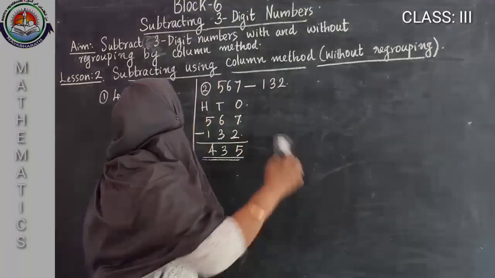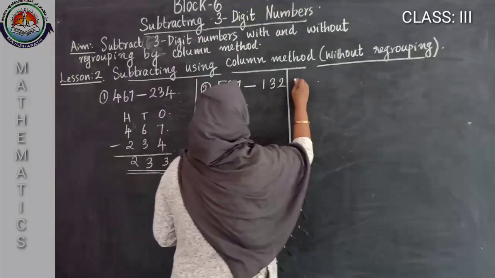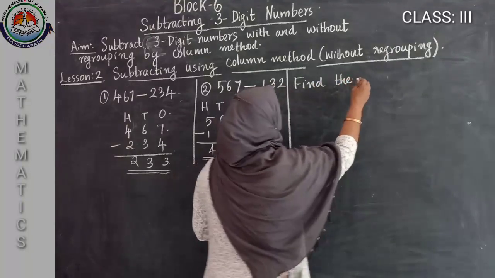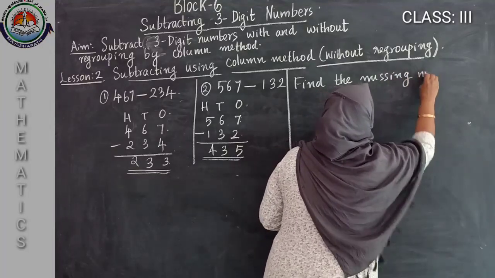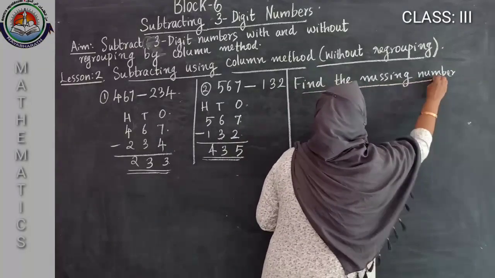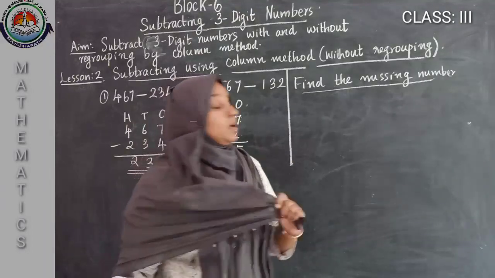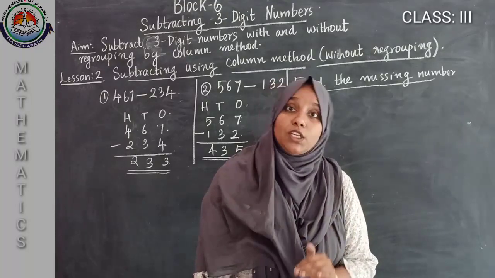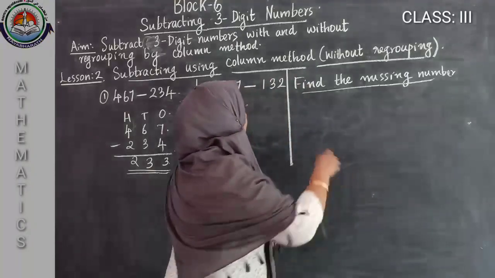Then children, we can do another one. Find the missing number. How can we find out the missing number? In this question, the bigger number will be given and also the difference will be given, and we have to find out the smaller number. We can consider it.